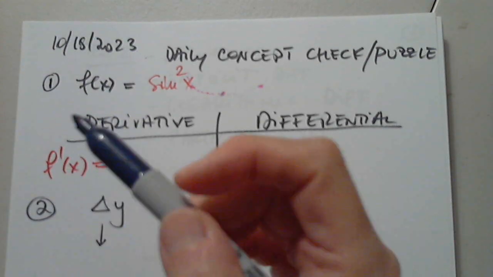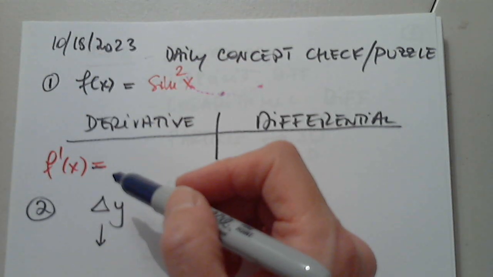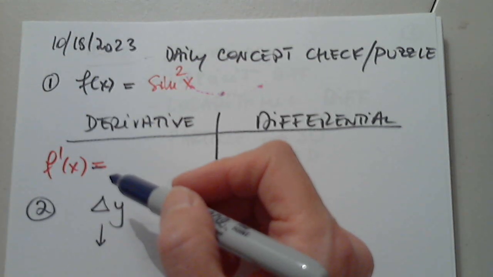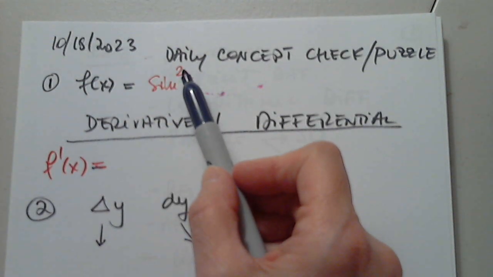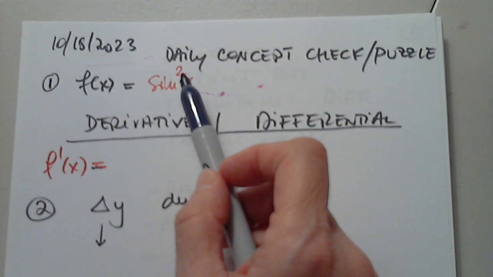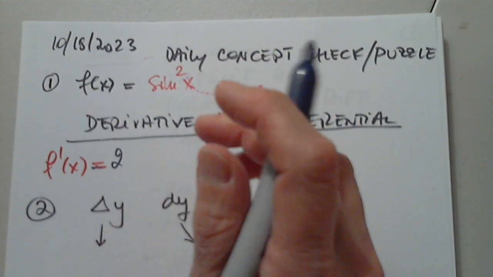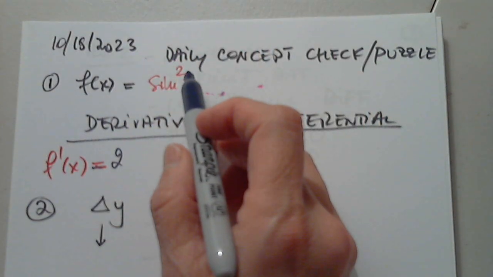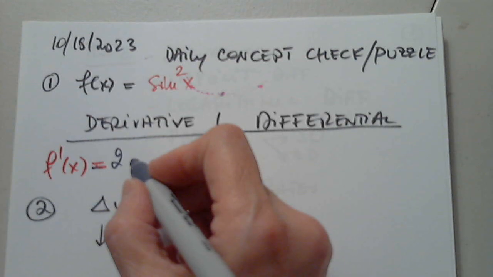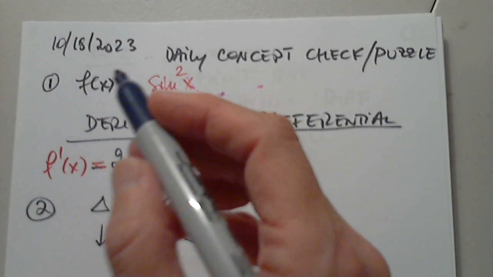Yes? Would that be cosine square x? First of all, we have to differentiate the outer function. Yeah. The outer function is power 2. So is it 2 cosine square 2 cosine x? From 2, we subtract 1. So we bring down 2. From 2, we subtract 1.